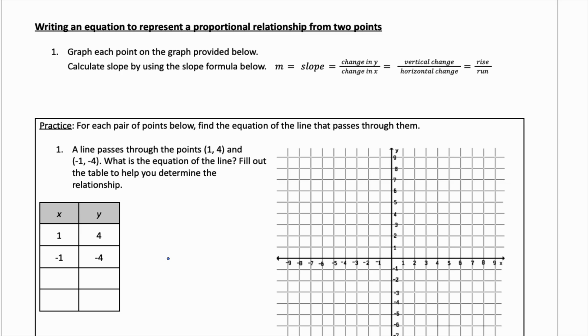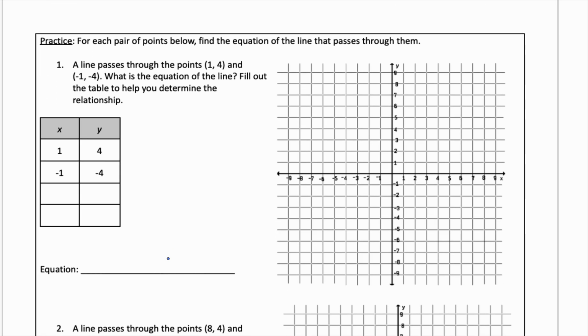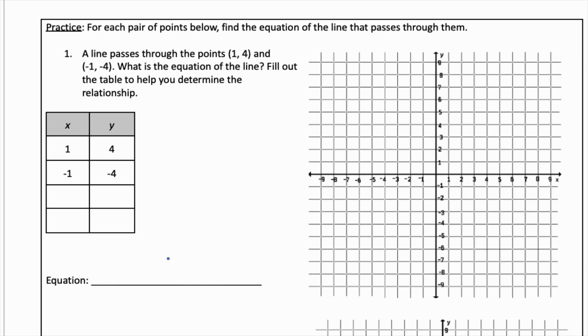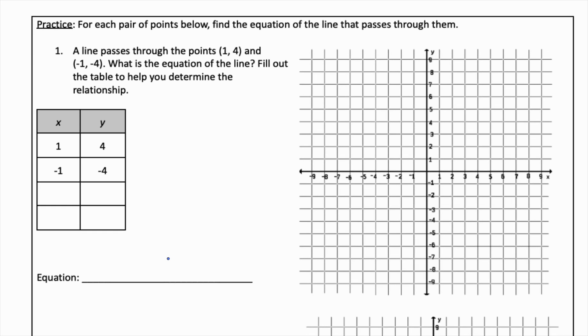Okay, so in this example, we have a line that passes through the points (1, 4) and (-1, -4). So what is the equation of the line? You can fill out the table to help you determine the relationship. So right away, we're already given 2 points. (1, 4) would be at +1 on our x and up 4 on the y. So this is the first point. My second point is at (-1, -4), which is down here.